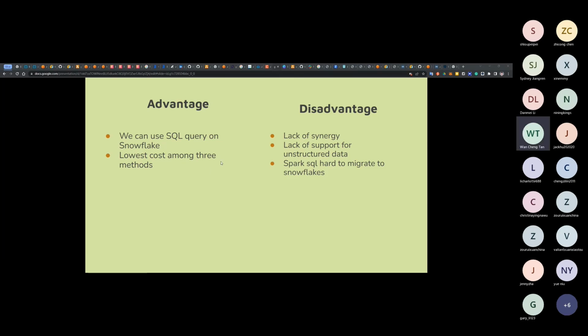Well, Snowflake can run in AWS, but it is not a native offering. Each of these public clouds offers its own data warehouse solution. For example, for Amazon, AWS has Amazon Redshift. And another disadvantage is Snowflake only supports structured and semi-structured data. And also Spark SQL is hard to migrate to Snowflake.